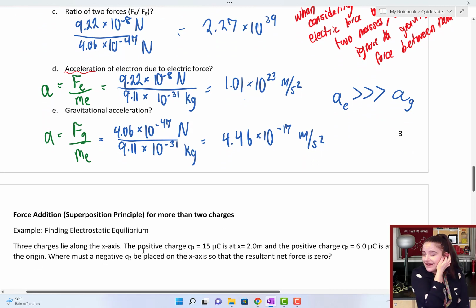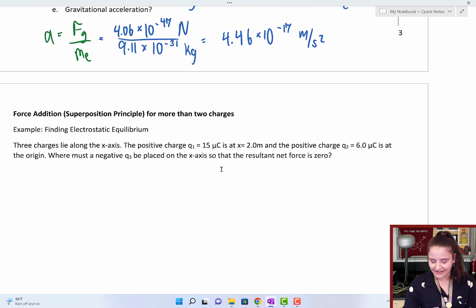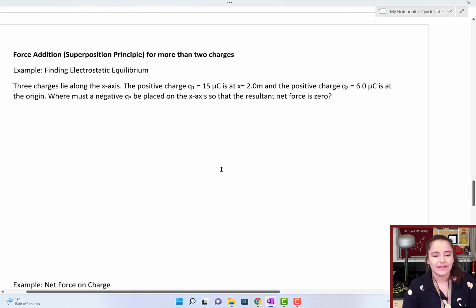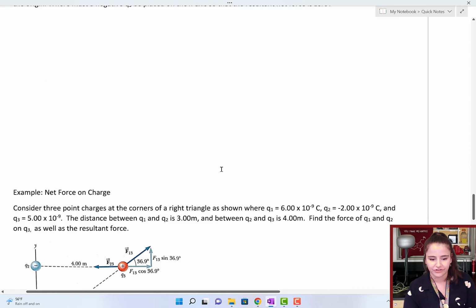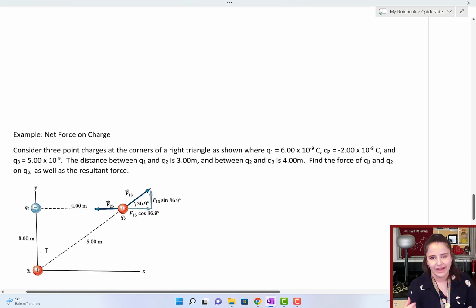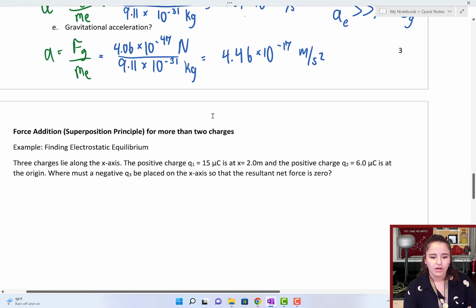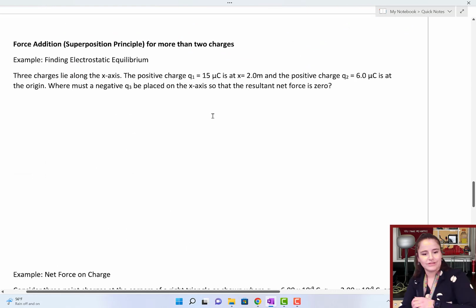Anytime we have more than two charges, this is basically vector math. A little review of vectors, but just using the electric force. We're going to do one here where it's just charges in one dimension, and then we'll do one where we have to break the vector down into its components to solve it in 3 dimensions. So first, we'll do this one right here.